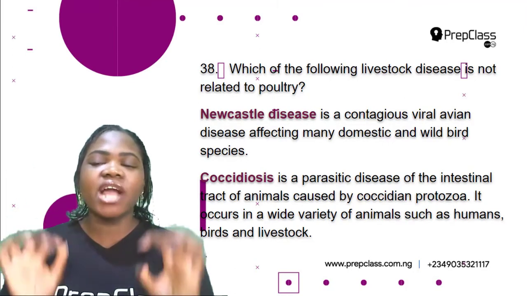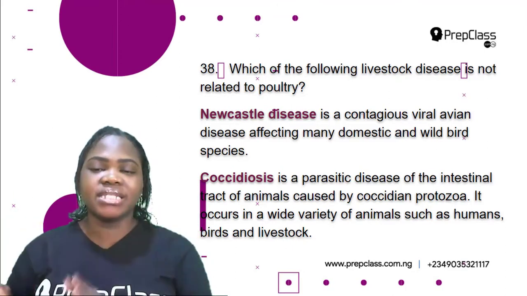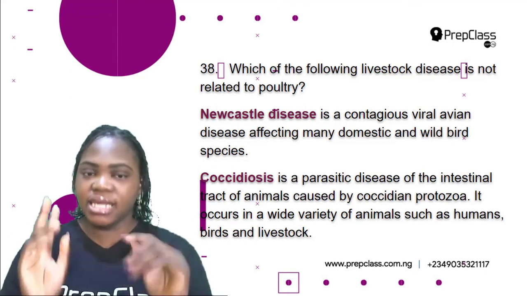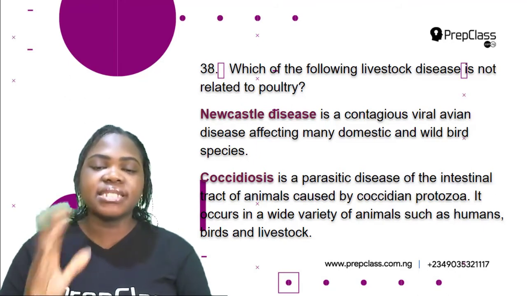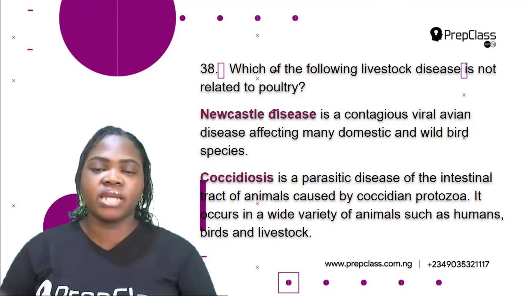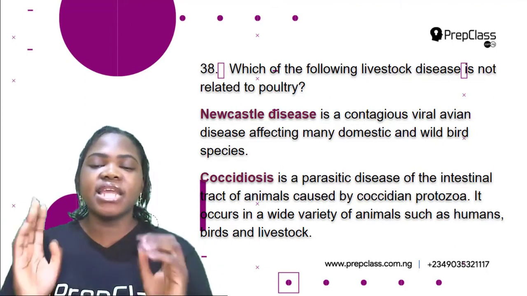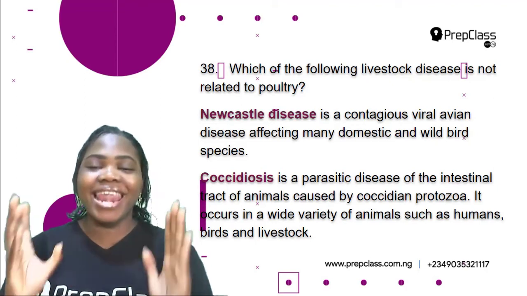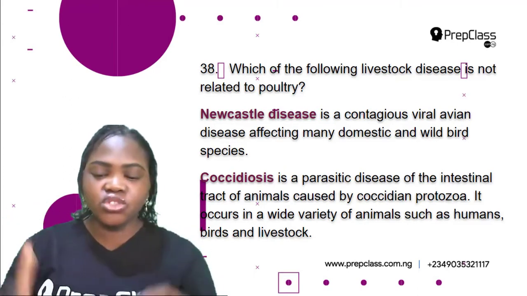Newcastle disease is a contagious viral avian disease affecting many domestic and wild bird species. So Newcastle disease is related to poultry. Now the last one, coccidiosis. It is a parasitic disease of the intestinal tract of animals caused by the coccidian protozoa. It occurs in a wide variety of animals such as humans, birds, and livestock. So coccidiosis is related to poultry.